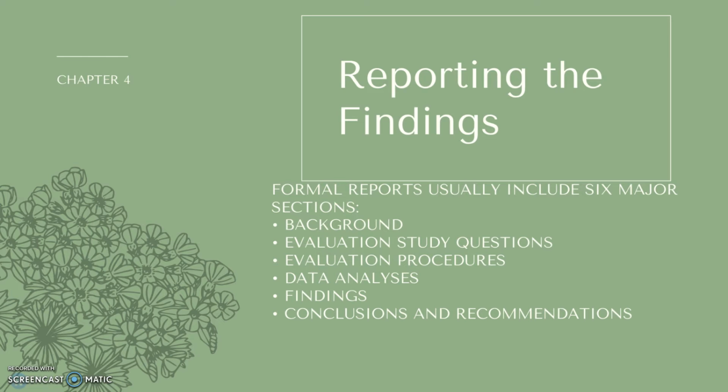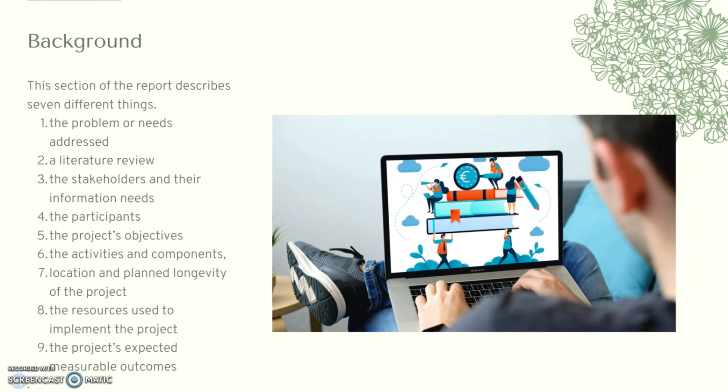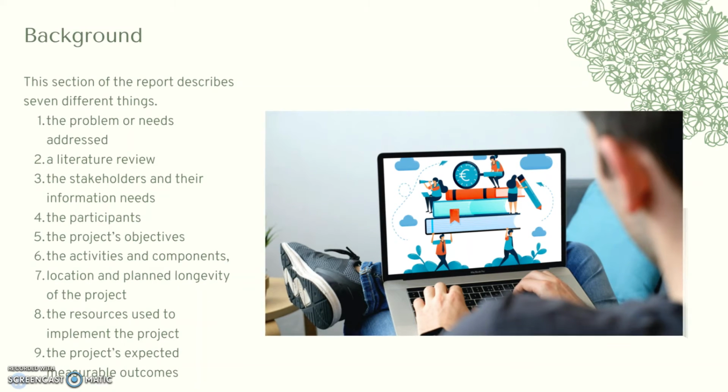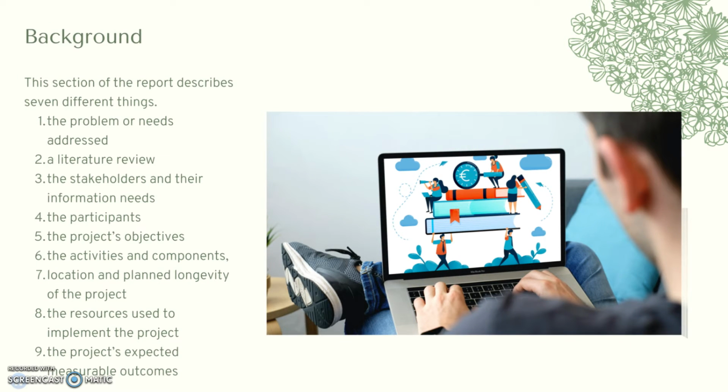Reporting the findings. These usually include 6 major sections: background, evaluation study questions, evaluation procedures, data analyses, findings, and conclusions and recommendations. The background section describes 7 different things: the needs or problems, a literature review, participants, stakeholders, the objectives of the project, activities and components, the location and longevity of the project, the resources used for the project, and the expected measurable outcomes.